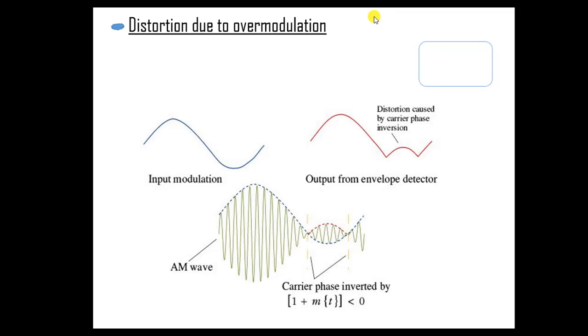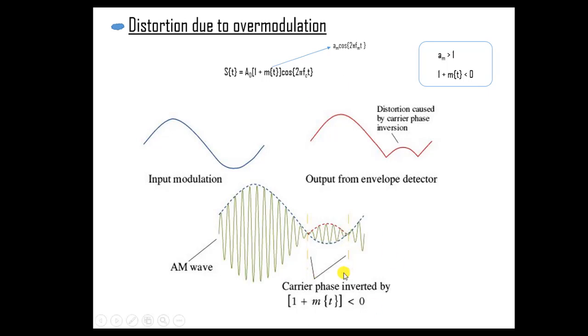Lastly, we're faced with the issue of overmodulation. To see why, let's consider what happens when the carrier is modulated by a single sine wave, and it looks like this, where m of t is the message signal. If a sub m is greater than 1, this means at times 1 plus m of t is less than 0, and the carrier becomes phase inverted.